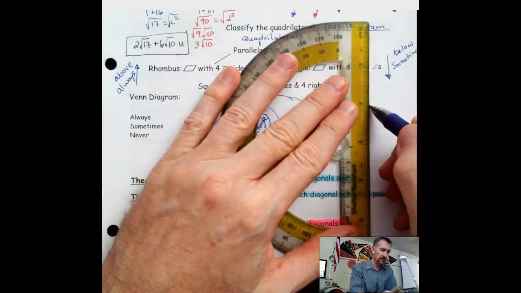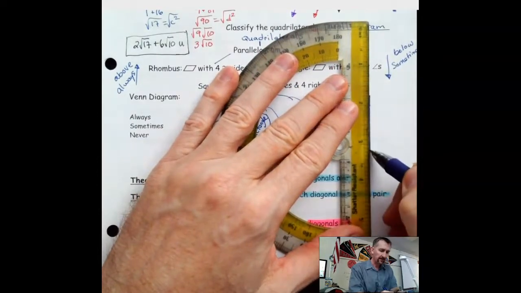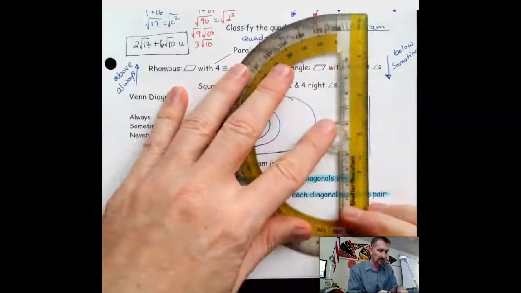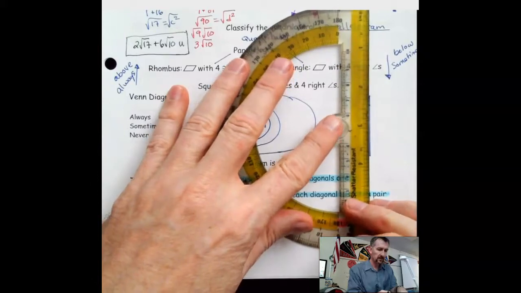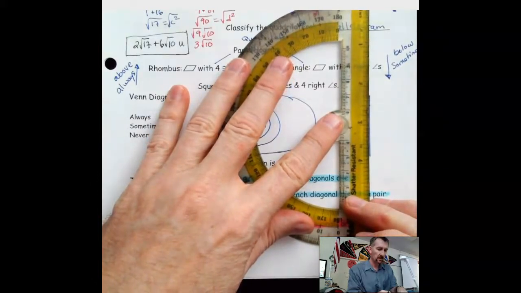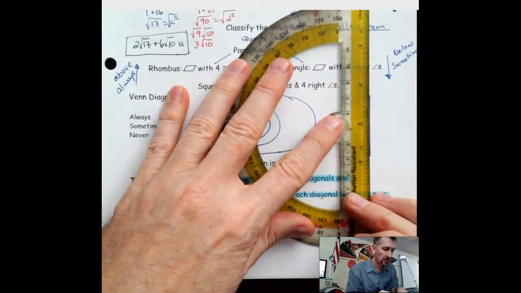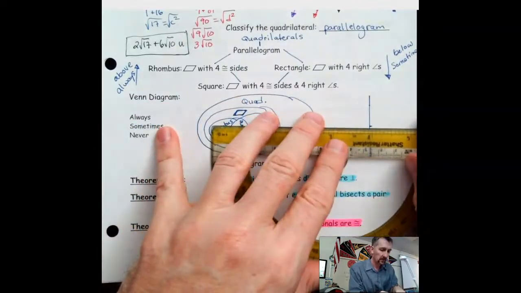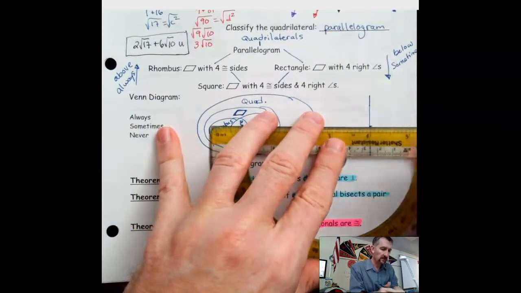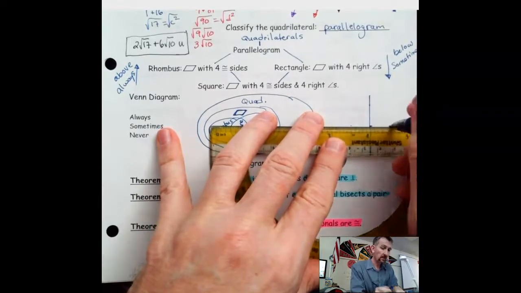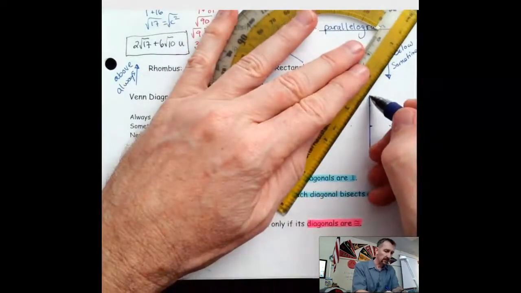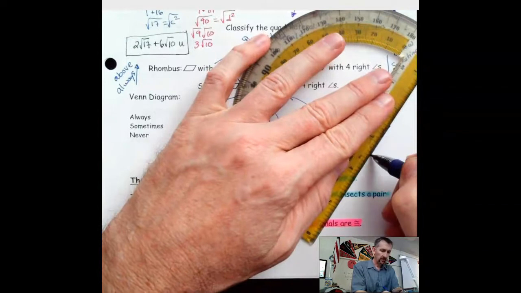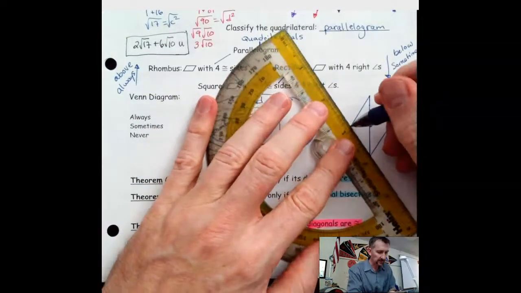Let's see. I can't see those lines very well. Just trying to get that in the middle there. I think I did a very good job. My eyes aren't as good as they used to be. Okay, so I guess I could have drawn my diagonals in a different color.